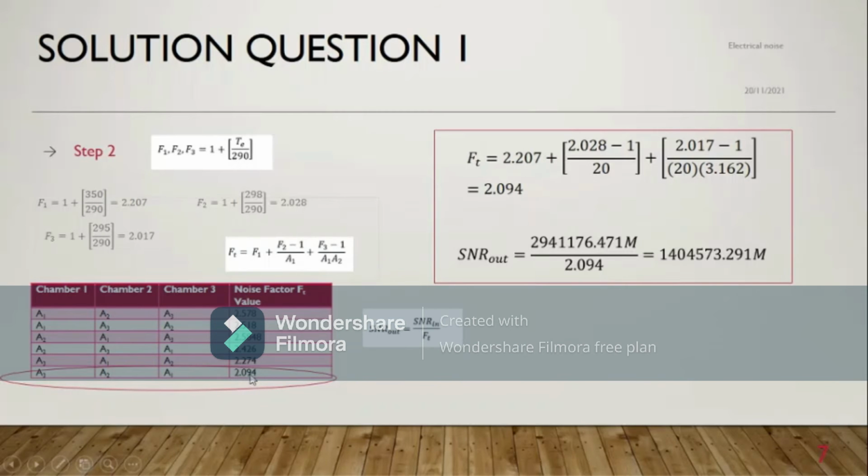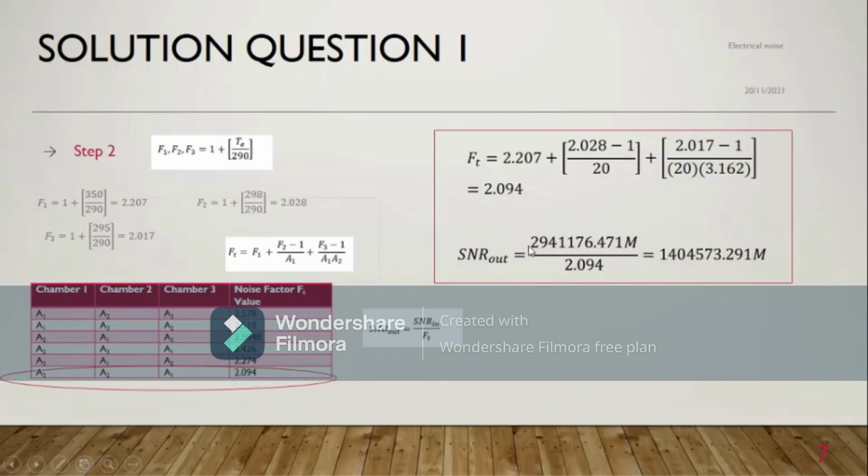It is 2.094, and the arrangement that we selected is A3, A2, and A1 inside chambers 1, 2, and 3. We have shown this calculation to get the value of Ft. And how do we calculate the signal to noise ratio output?